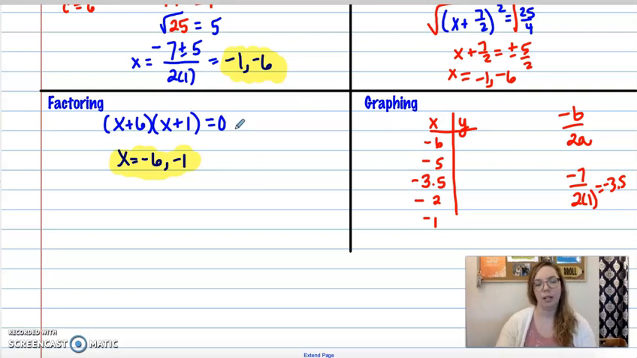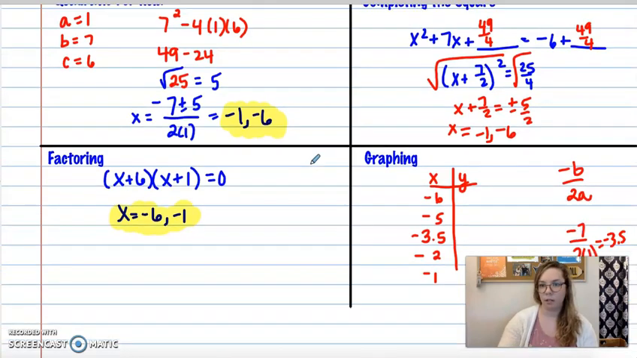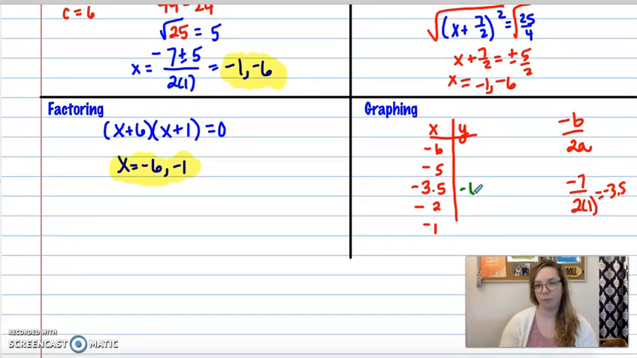So here, I plug in negative 3.5 to my equation. Negative 6.25 I get. If I plug in negative 2, I get negative 4. So both of these are negative 4. And if I plug in negative 1, I get 0. So I know that since these are my zeros, that my solutions are negative 1 and negative 6, even without actually plotting my points to make my picture.